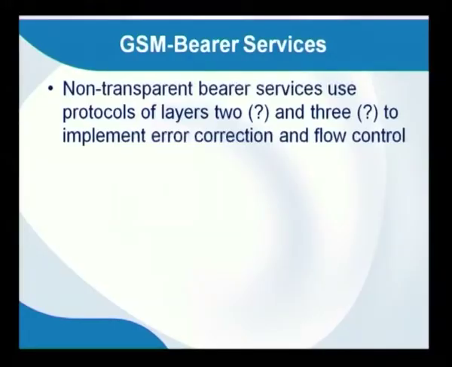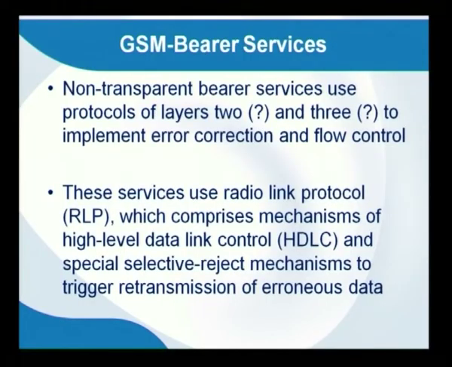Non-transparent bearer services use the protocols of layer 2, which is the data link layer, as well as layer 3, the network layer, to implement error control and flow control. Error correction, error control and flow control are all major requirements of any network. The radio link protocol, that is RLP, and HDLC are combinedly used in the non-transparent service to provide flow control, so that RLP will trigger the retransmission in case of an error in transmission.